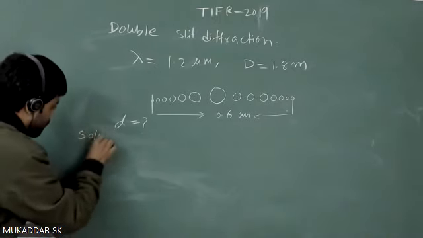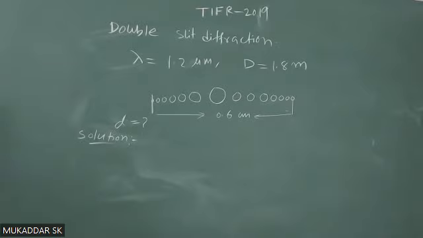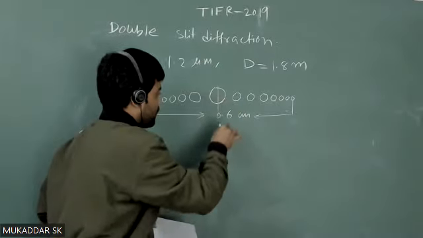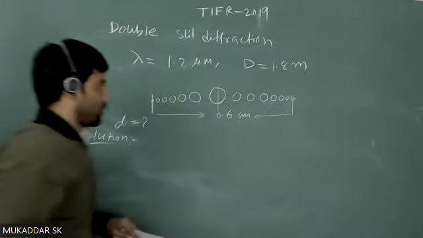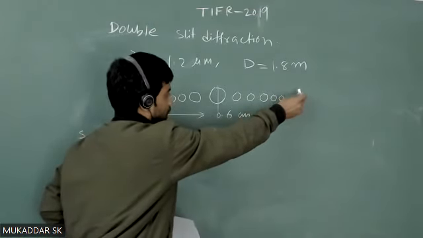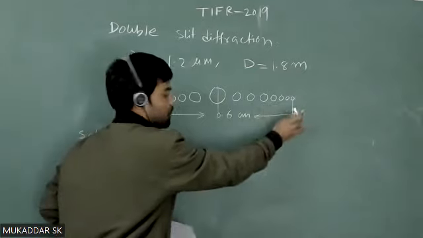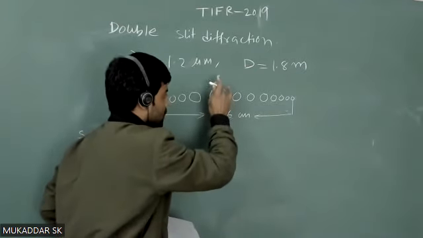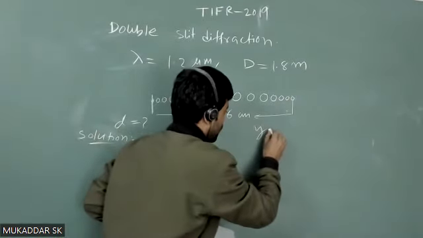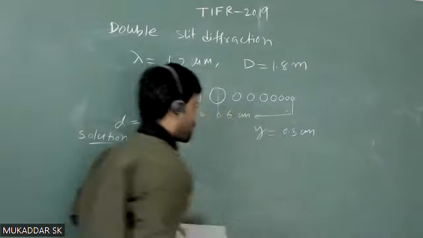So let us solve this question. We can notice from this spectrum that we can calculate the distance of the first primary minima. That distance is noted as y, the distance from the central bright. If this distance is 0.6 centimeter, obviously the distance from the central bright to the first primary minima, y, will be half of this value. So it will be simply 0.3 centimeter.